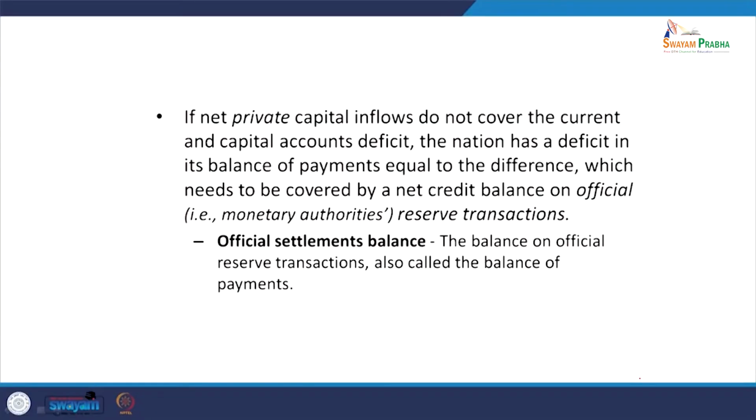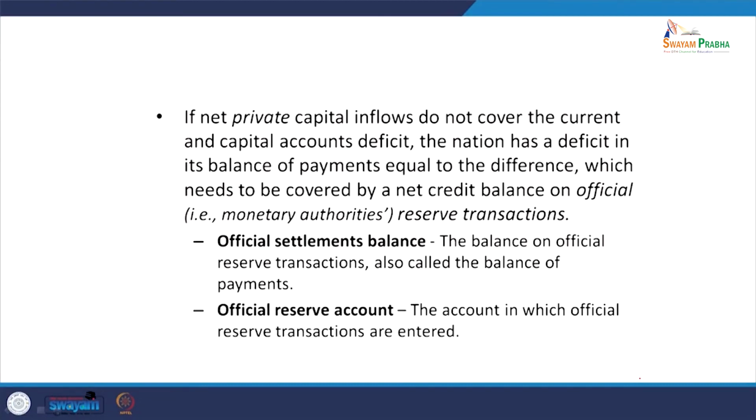So, there is an official reserves transaction, and we are going to show in the data how these get adjusted when there is a net deficit in the balance of payment. Even if one head is negative or in surplus, another head will be different. The official settlement balance, or balance on official reserves transactions, is also called the balance of payment.